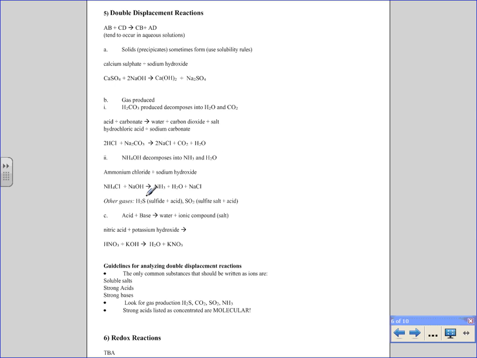A couple of other gases: H2S, which smells like rotten eggs. This particular gas is produced if you've got a sulfide and an acid. If you've got a sulfite and an acid, so sulfite is SO3, then something like potassium sulfite plus hydrochloric acid is going to produce SO2.